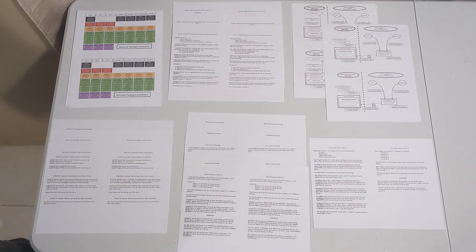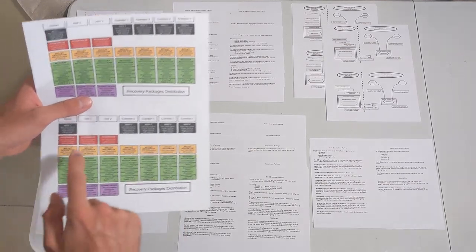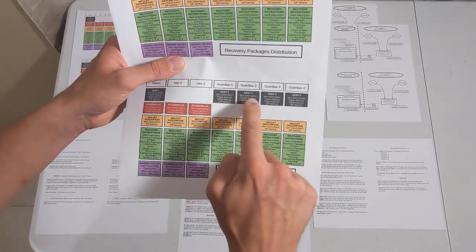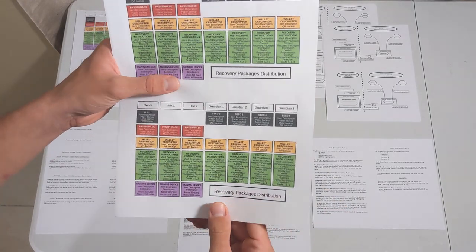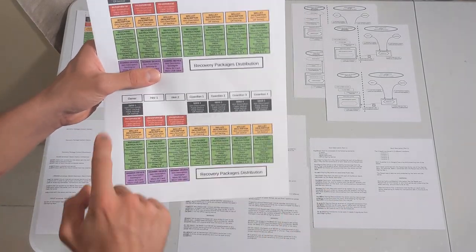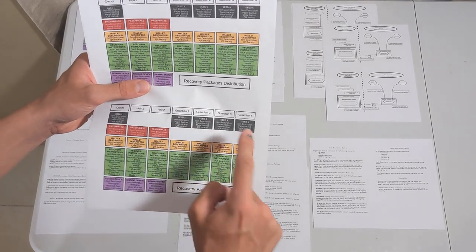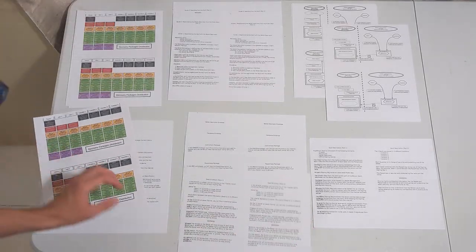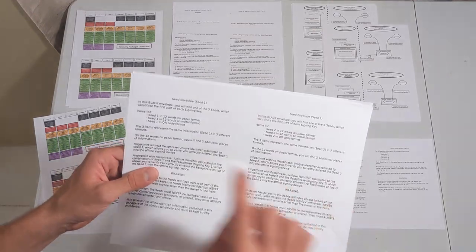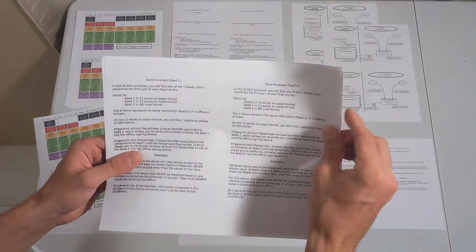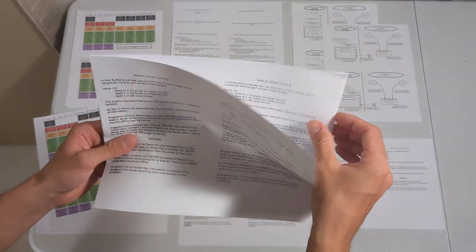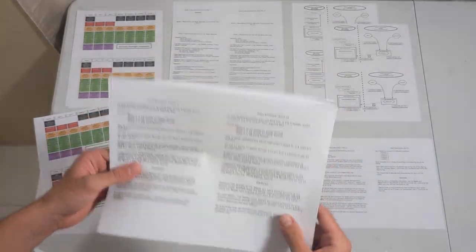So for each of them, we have several copies, and it will depend on the number of times we'll find them in the packages. So for example, for the seed, we'll have one copy for seed 1, 2, 3, 4, and 5. And as you can see, we have them right here. We have seed 1, seed 2, seed 3, seed 4, and seed 5.